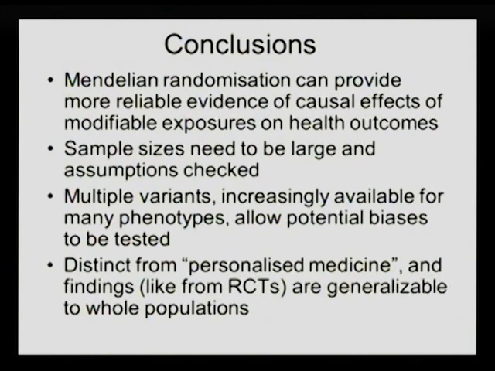Okay, so I'd just like to conclude that Mendelian randomization can provide more reliable evidence of causal effects of modifiable exposures. When we use Mendelian randomization, we're not interested in genetic engineering or targeting populations according to genotypes. What we're interested in is what they tell us about modifiable exposures and which ones we can try to reduce to reduce our disease risk. What we know is that generally we need large sample sizes. Sometimes if you haven't got large sample sizes, multiple variants can increase your power anyway. And as I said, we're not trying to practice personalized medicine. We're trying to find things which will be generalizable to whole populations.